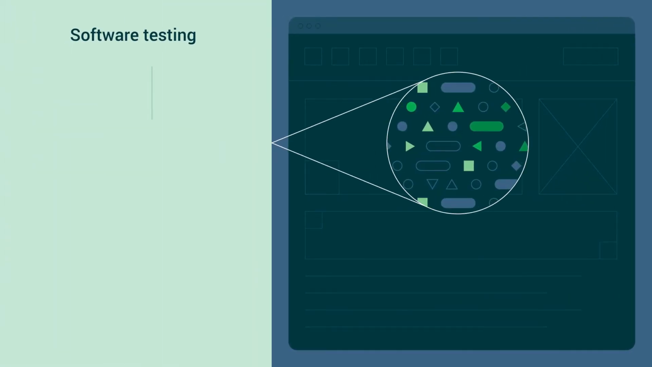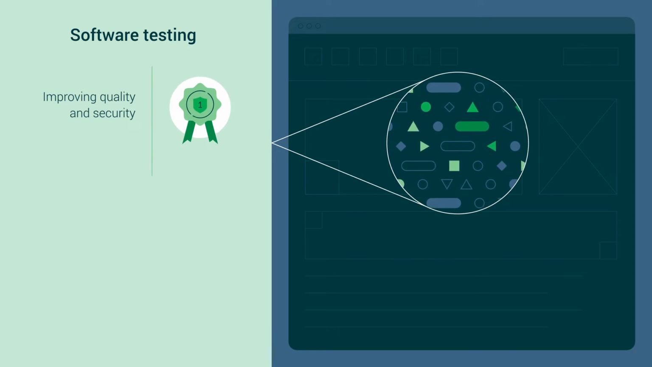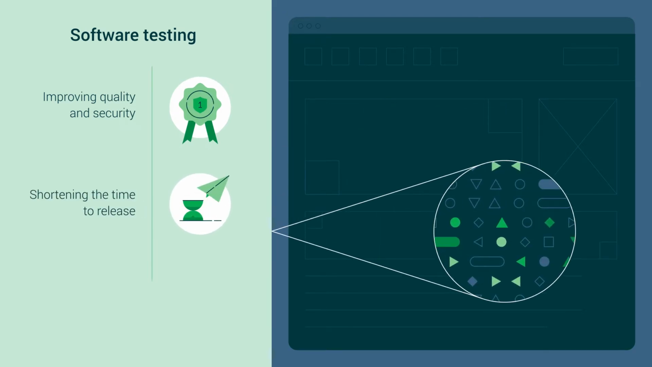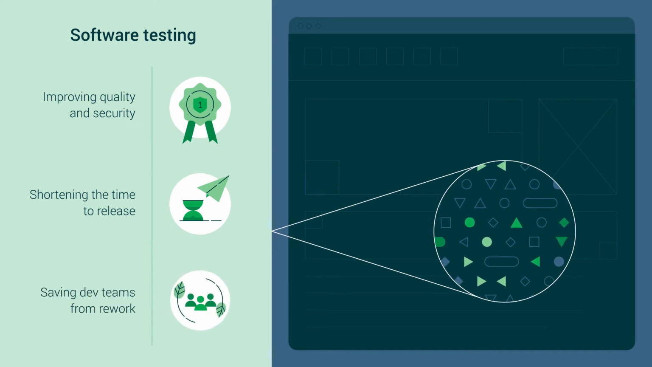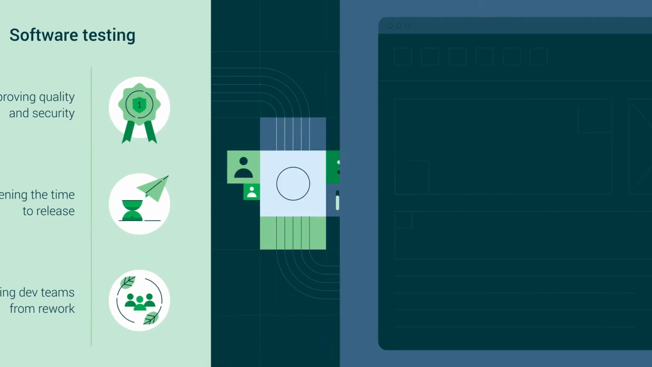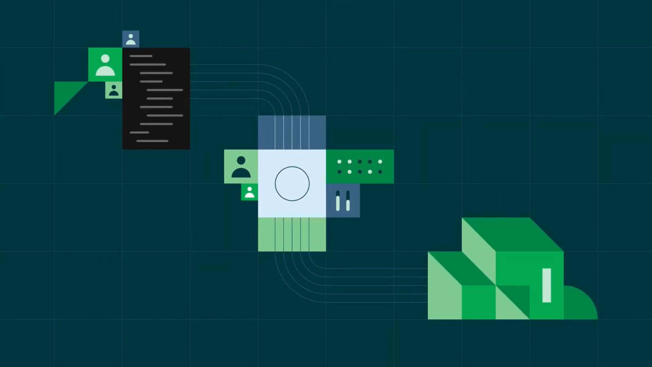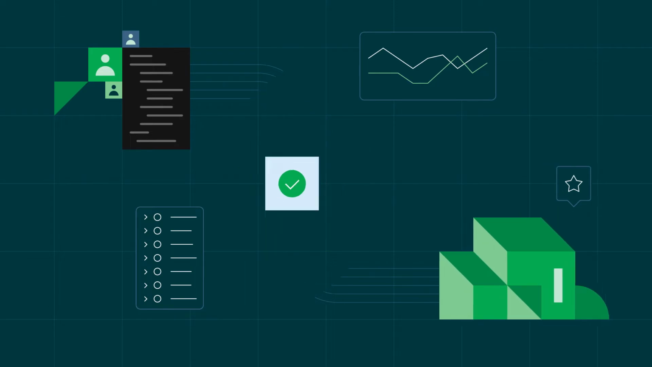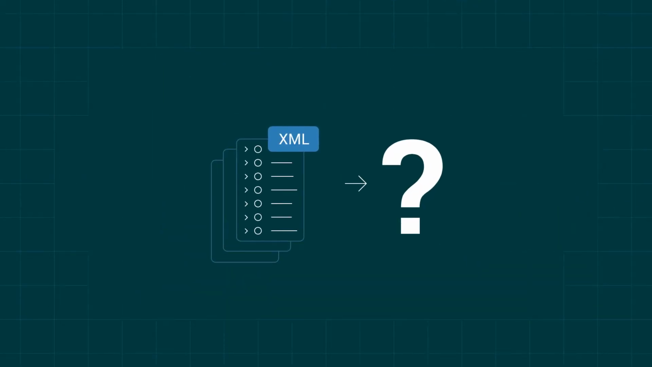Developers know that testing their software has all kinds of benefits, including improving application quality and security, shortening the time to release by catching defects early in the development process, saving development teams from expensive rework when customers discover bugs in production. Continuous integration helps you get the most out of your test suite by eliminating manual processes and automatically testing every commit, giving you fast feedback on your application health and the confidence to deliver new features to your users quickly. But what do you do with those test results once you have them?